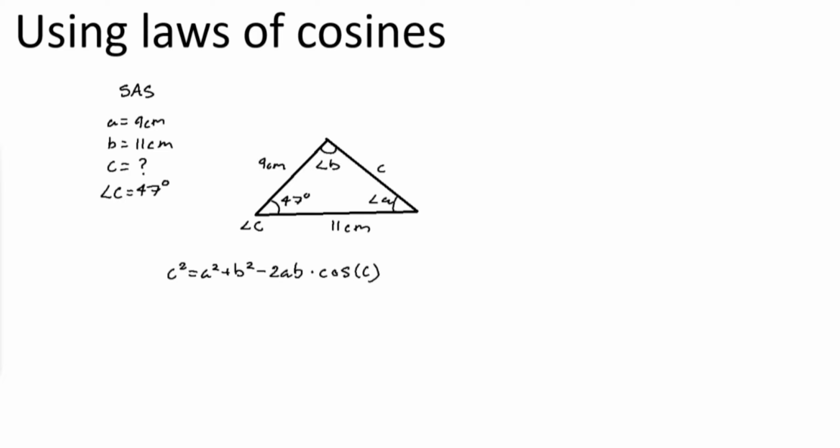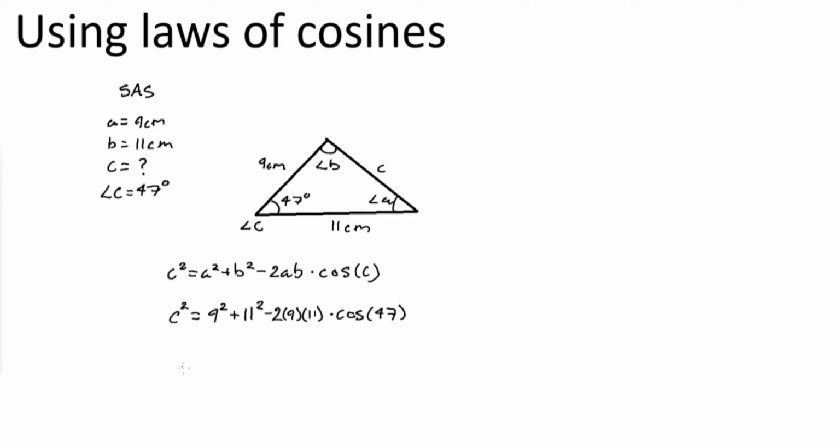So let's set this equation up and substitute our values in for A, B, and angle C. So side C squared is equal to A squared, and we know side A is 9, so 9 squared, plus B squared, which is 11 squared because side B is 11, minus 2AB, so 2 times 9 times 11, multiplied by the cosine of angle C, and we know angle C is 47 degrees. So this is our equation.